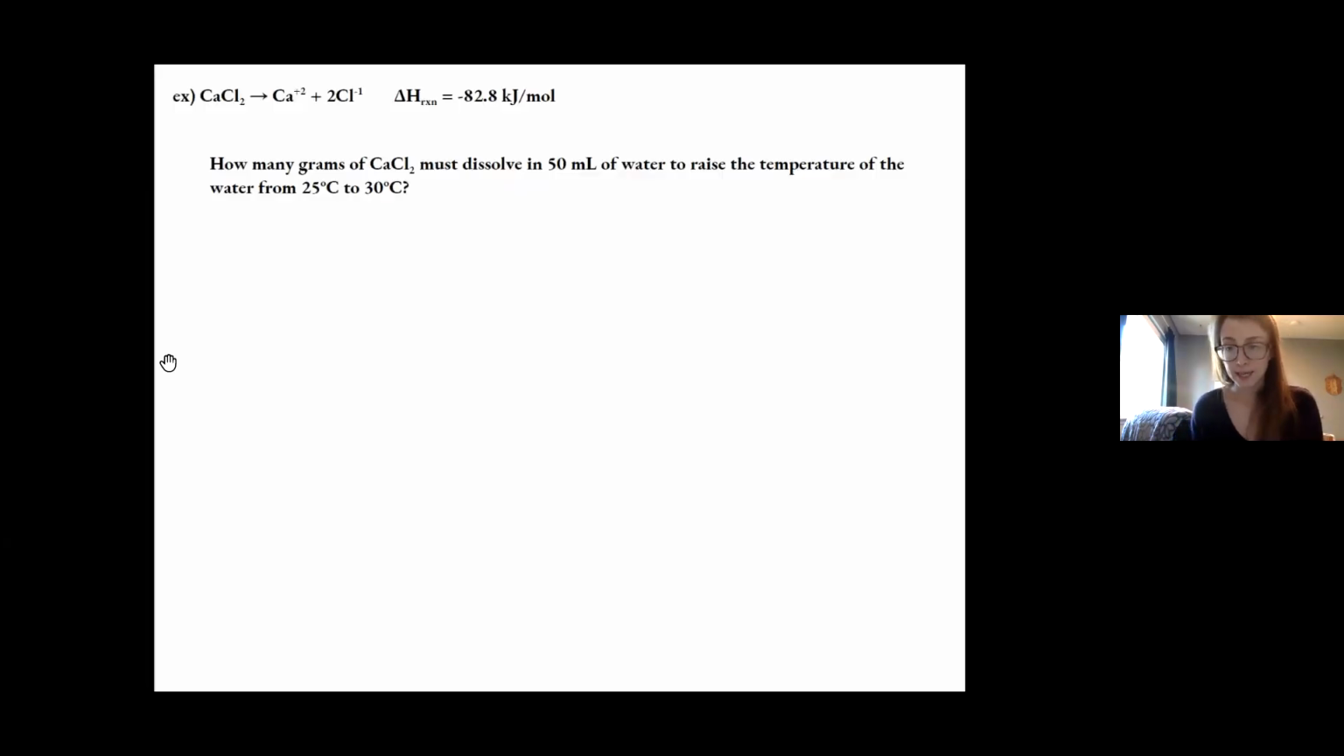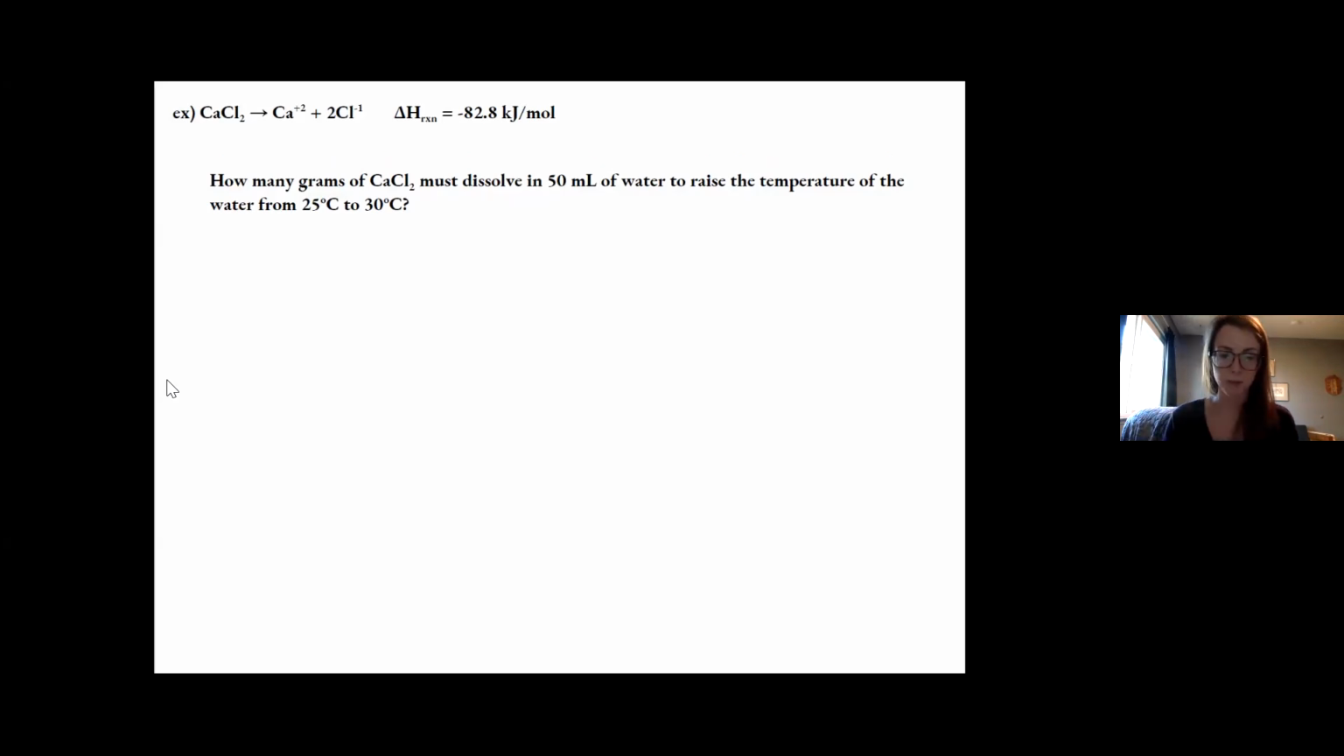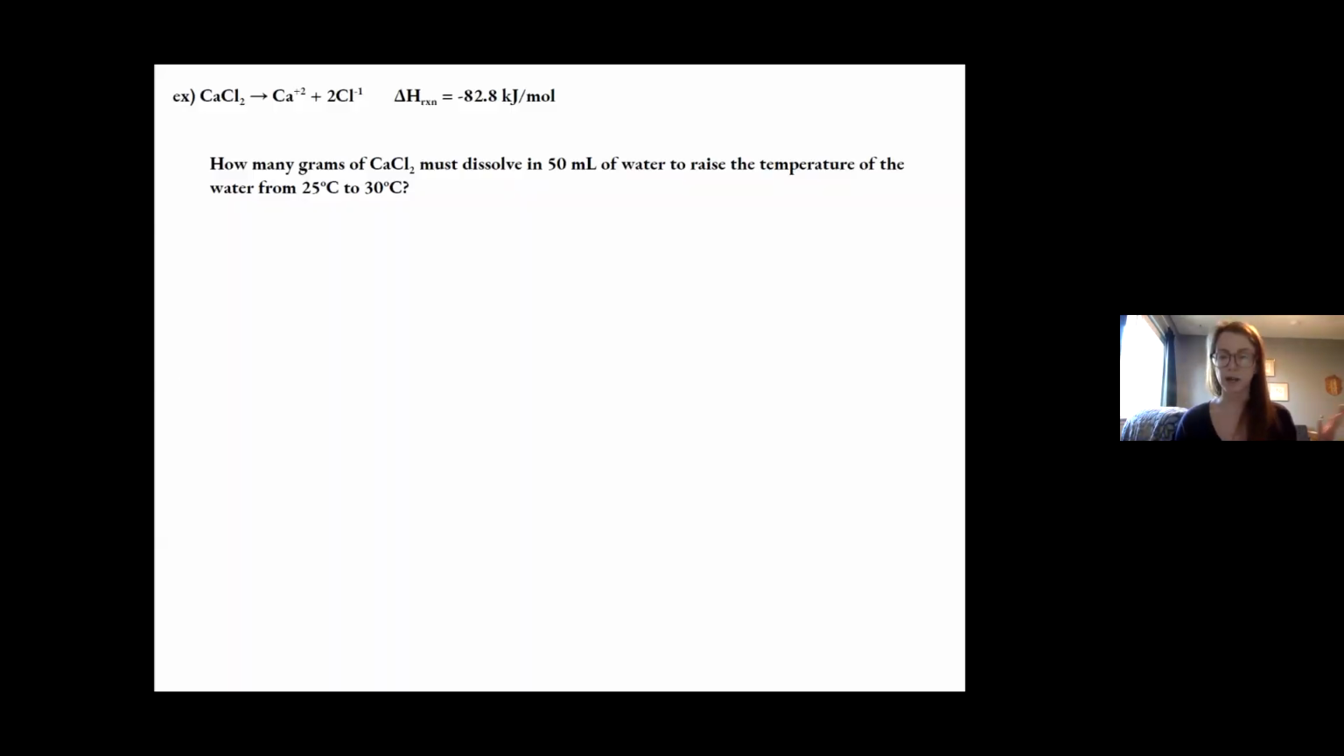Okay, looking at this example, this one might feel a little backwards, but it actually has all of the same components as that last example. We have a reaction and a heat of reaction, and we know that water nearby is changing temperature. So how many grams of calcium chloride must dissolve in 50 mL of water in order to raise the temperature of the water from 25 degrees to 30 degrees?